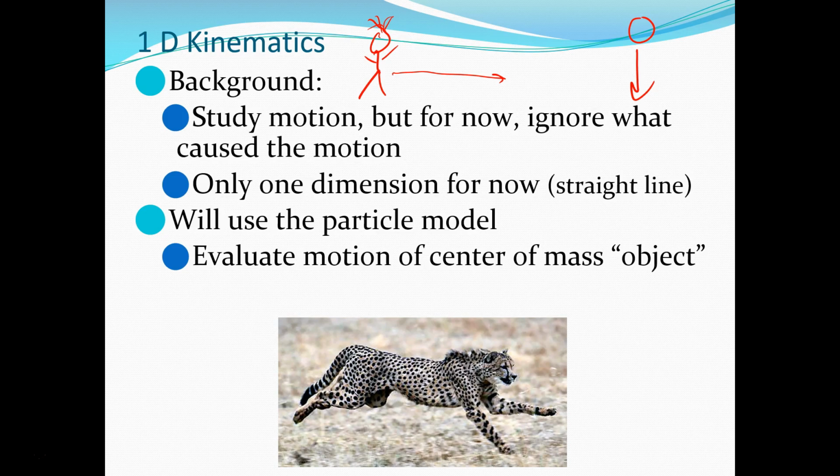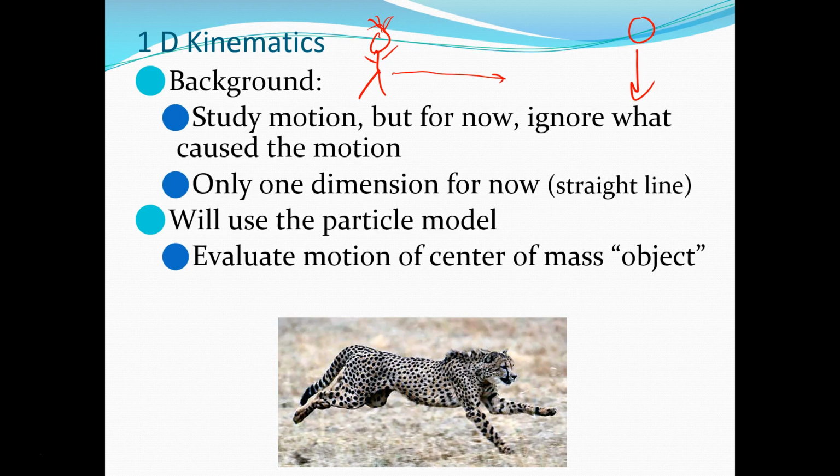We're also going to use what's called the particle model. Basically all this means is that instead of studying how every single particle in an object moves, we can say the motion of an object is the same as the motion of that object's center of mass. So we can kind of squish a whole object, a car, me, a ball, and say, you know what? The motion of Mr. Consolino is the same as the motion of his center of mass. So we're only going to look at that.